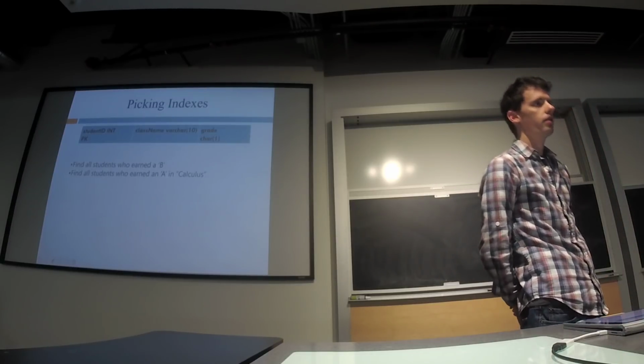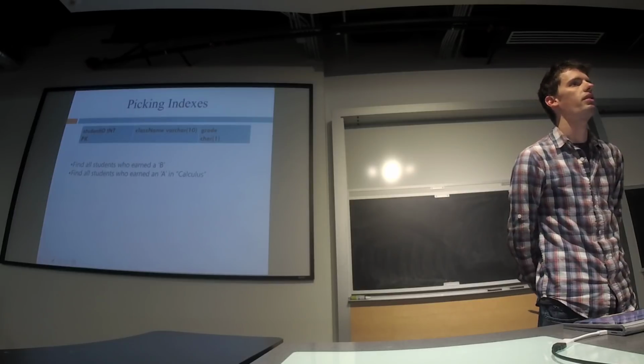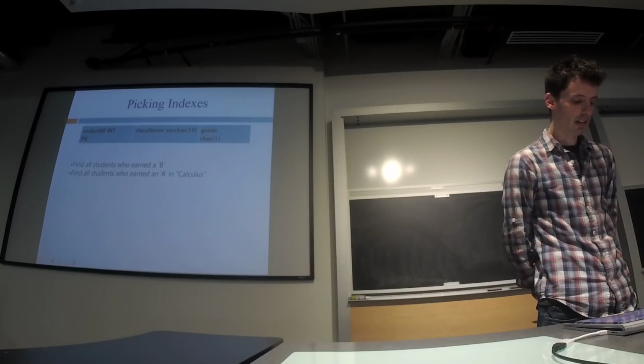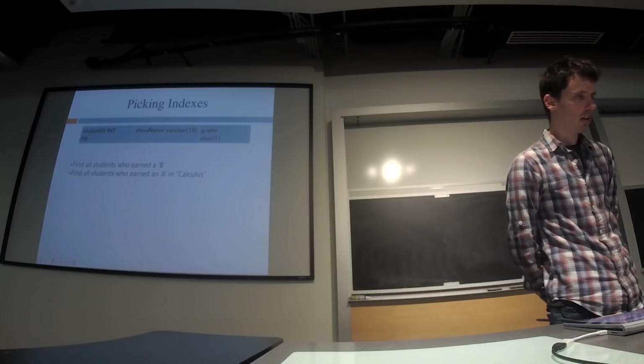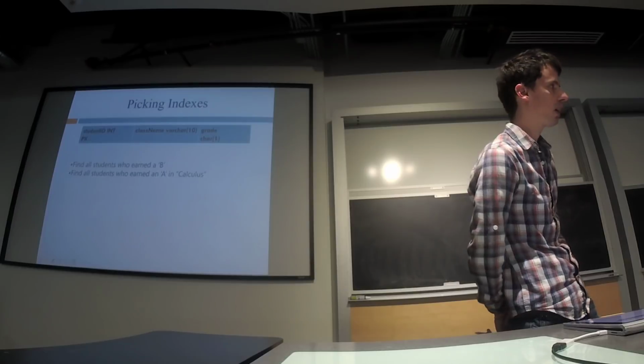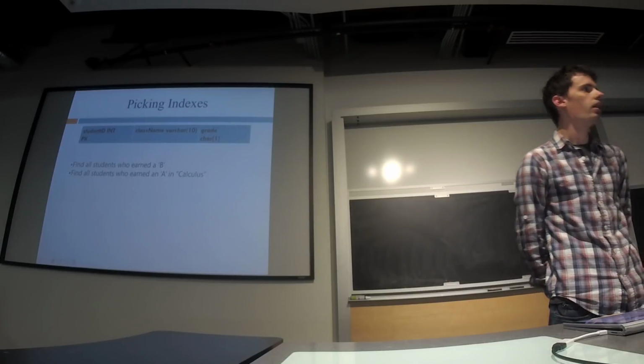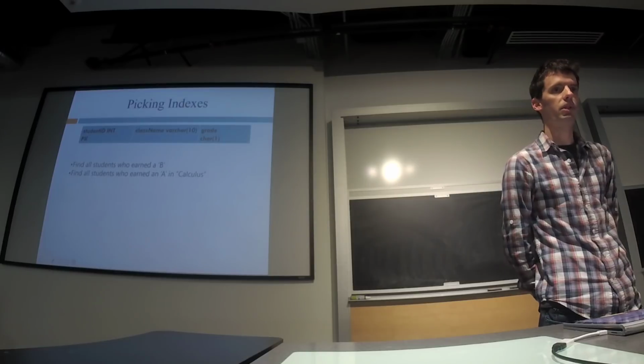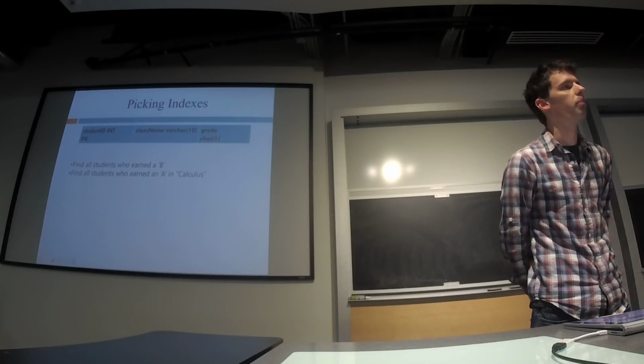So this is similar to a problem from homework 7. You're given some table and some common queries that will happen, and you want to pick an index or multiple indexes that will speed up those queries. Pick the minimal set.